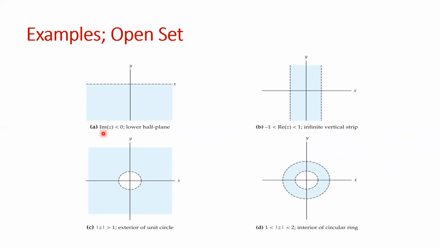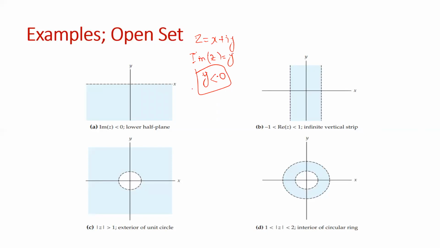A, the imaginary part of Z is less than 0, which is a lower half plane. The imaginary part of Z means Z is equal to x plus iy. So the imaginary part of Z is equal to y. So you have this inequality, y is less than 0. There is no restriction on x because you cannot see any equation or inequality with x. So the only variable which is restricted is y, and y is less than 0. So this is my equation, y equal to 0.